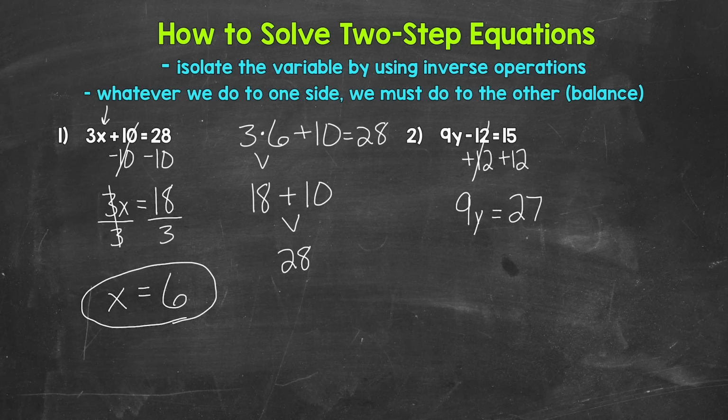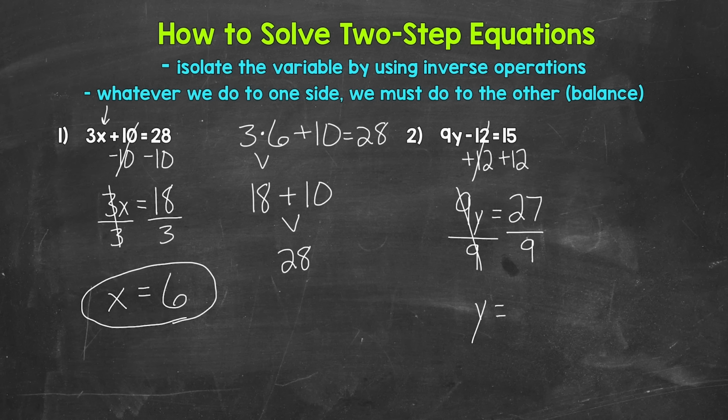So we're multiplying y by 9, and we need to undo that multiplication by using the inverse operation. What's the inverse operation of multiplication? Well, division. So let's divide the left side by 9. Whatever we do to one side, we must do to the other, so divide the right side by 9 as well. On the left side, we are multiplying by 9 and dividing by 9. So these 9s cancel each other out, and our variable, y, is now isolated.